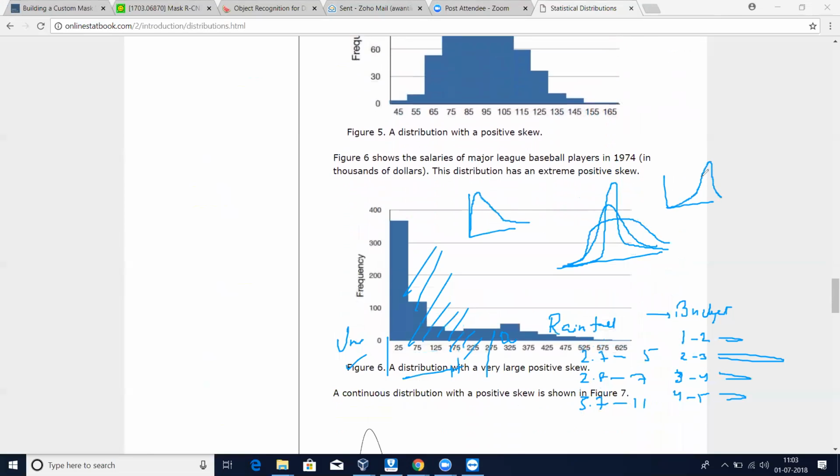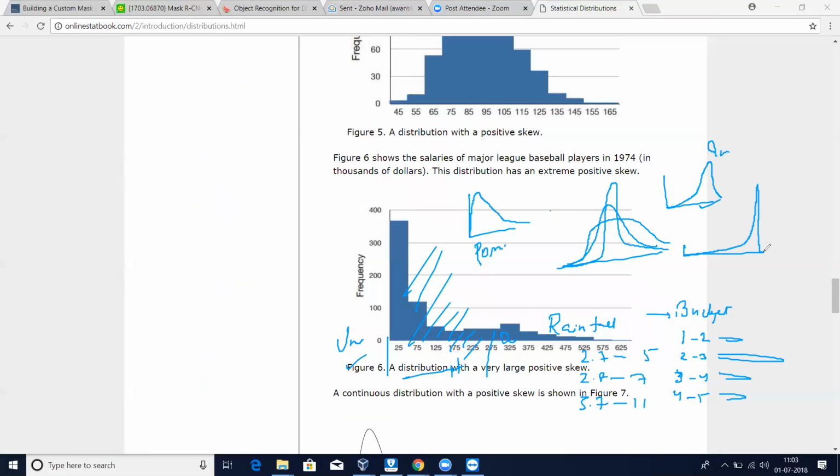Understood, right? So this is like income. Income data is always something like this. It will be high initially, and after that all the other values will be less. A lot of income data is something like this actually, but the result is the same, right?